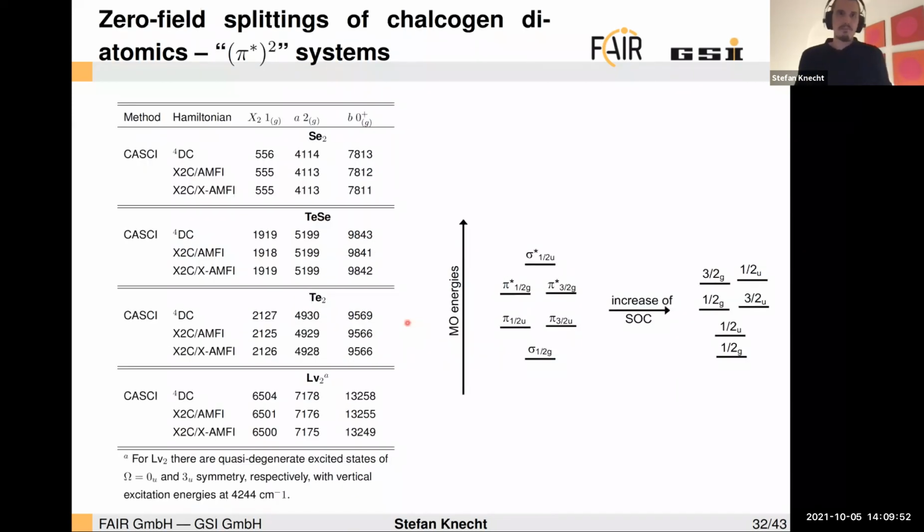And coming also to the zero-field splitting of some pi-star-2 systems, so essentially the higher homologs of the oxygen dimer. Here we looked at the various electronic states you have in the valence space, and here actually our new scheme and the old one compared to the Dirac-Coulomb reference work pretty well. That is a nice thing. So we are actually able to reproduce the four-component numbers pretty well.